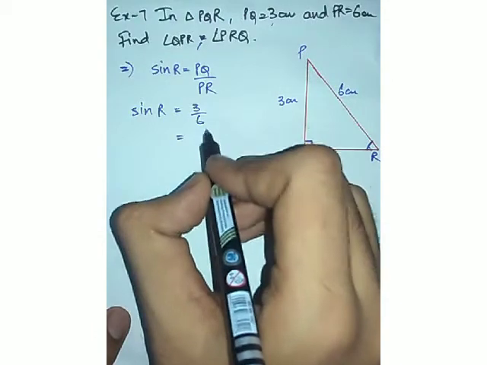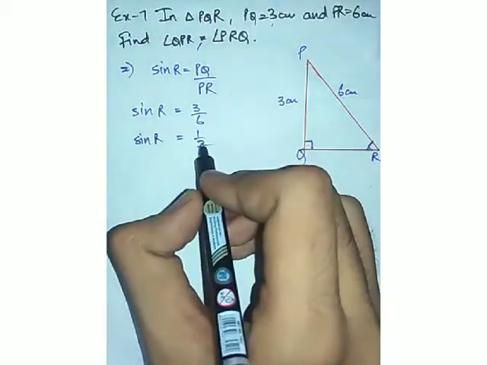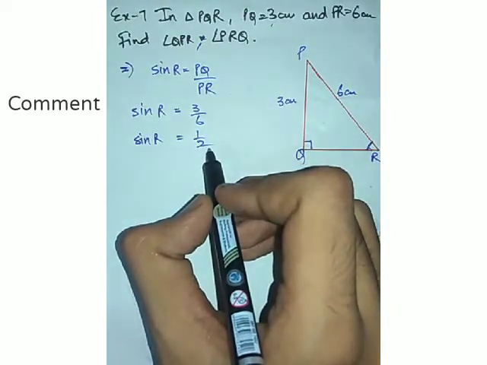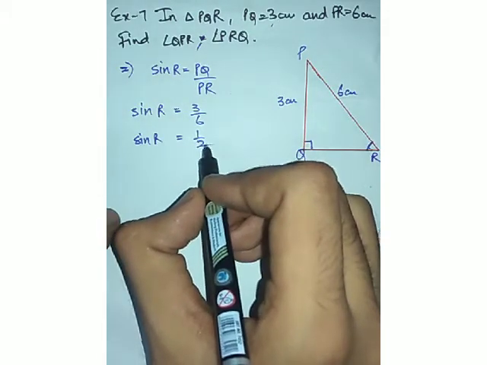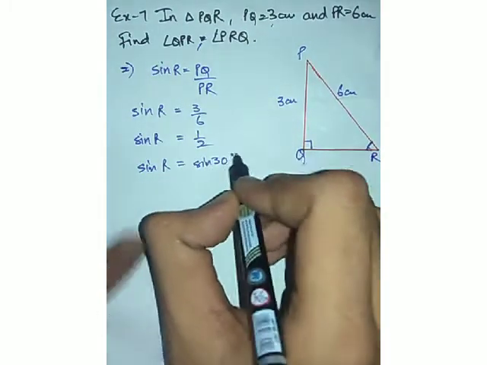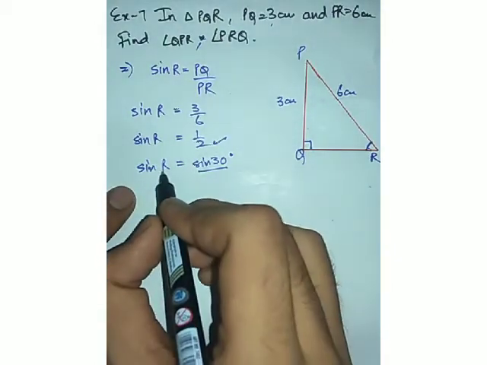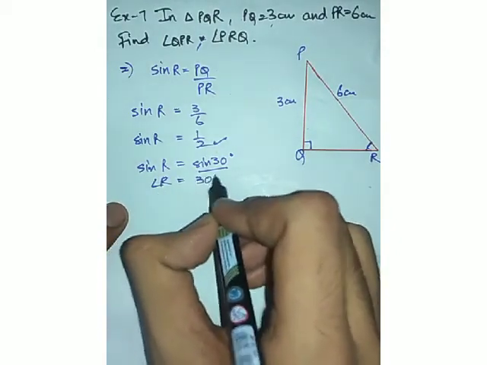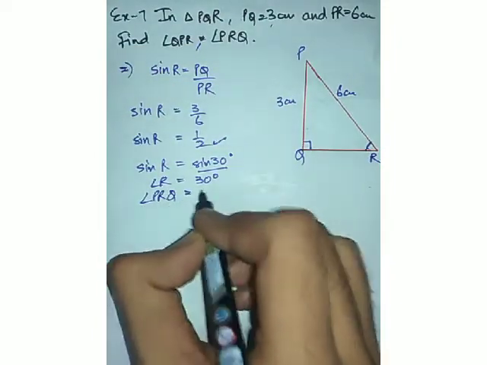So what is 3 upon 6 equal to? That is 1 upon 2, as you can see. Sine R is equal to 1 upon 2. Now just see the table and see that 1 upon 2 is the value of sine of which degree. It's actually 30 degree. So we can write sine R is equal to sine 30 degree because 1 over 2 is equal to sine 30 degree, right? So now by equating the angles on both sides, you will get angle R is equal to 30 degree, or in other words, angle PRQ will be equal to 30 degree.